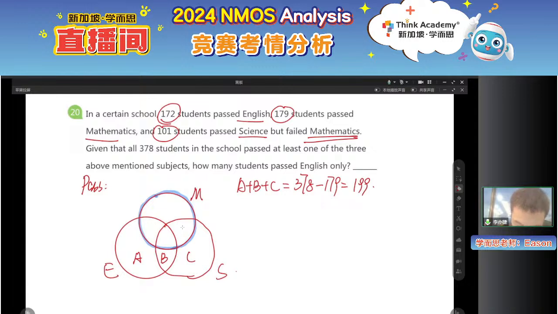But it says that 101 students passed science but failed math. So passed science, failed math, it's B plus C. So B plus C is 101. So we can get the area of A as 199 minus 101, which is 98. Yeah, that's just the answer.